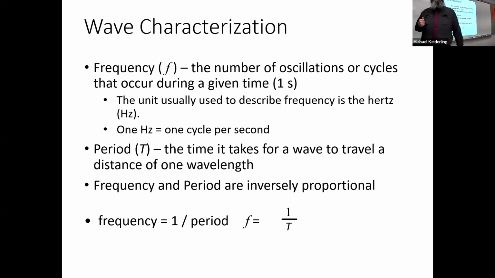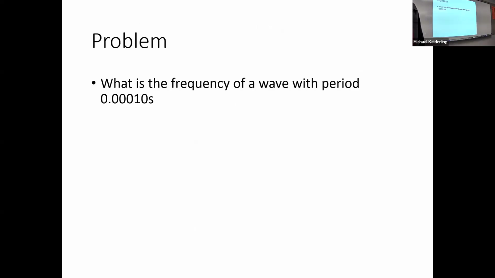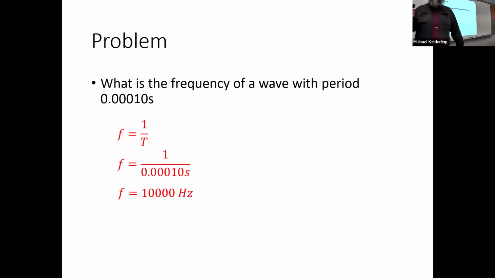Period is the time it takes for a wave to travel a distance of one wavelength. Because of this, frequency and period are inversely proportional. Frequency is 1 over period. Period is 1 over frequency. So the frequency of a wave with a period of 0.0001 seconds: frequency is 1 over period, 1 over 0.0001 seconds is 10,000 hertz. So this is 10 to the minus 4. This is 10 to the 4.